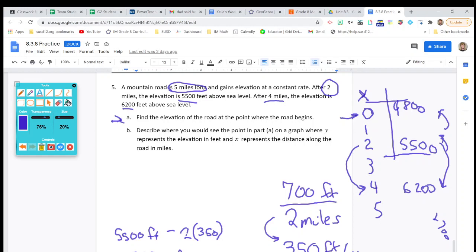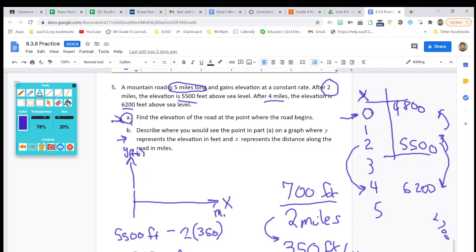Okay, go ahead and answer number 1 with a sentence and show your math on your paper. I don't want you to just copy me. I'm checking that you really wrote it all down and followed along. Now let's look at B. Describe where you would see the point in part A on a graph where y represents the elevation in feet. I'm going to sketch it. Y equals the elevation in feet. So I'm just going to put y is feet. X represents the distance along the road in miles.